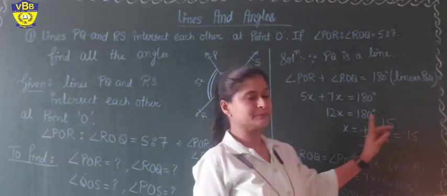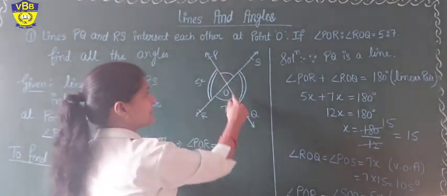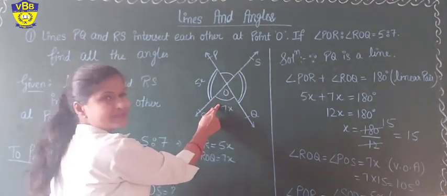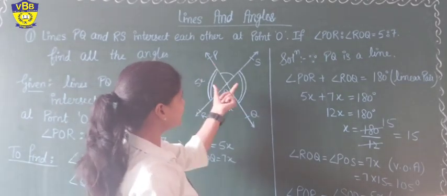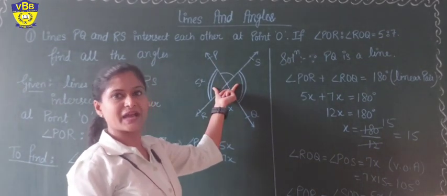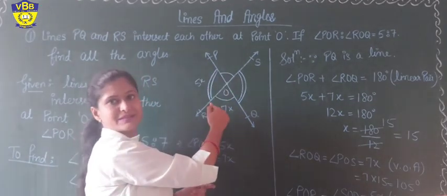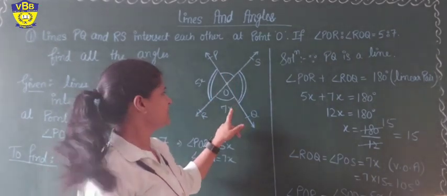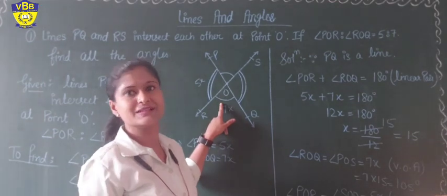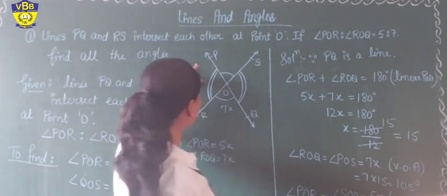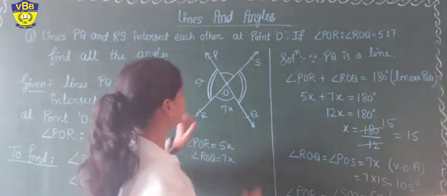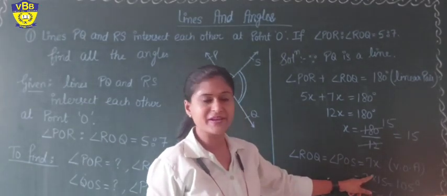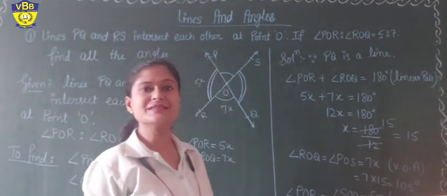So x is 15. Now you know very well that when lines intersect, this angle is equal to that angle, so these two are equal and these two are equal. I am denoting them by similar signs, a single line for this angle and double lines for the other, representing that both angles are equal. ROQ is equal to POS, that is 7x. Now put the value of x: 7 into 15 is 105 degrees.